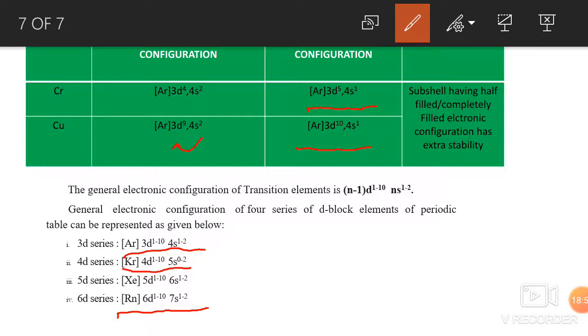The general electronic configuration of transition elements is (n-1)d 1 to 10, ns 1 to 2. Thank you.